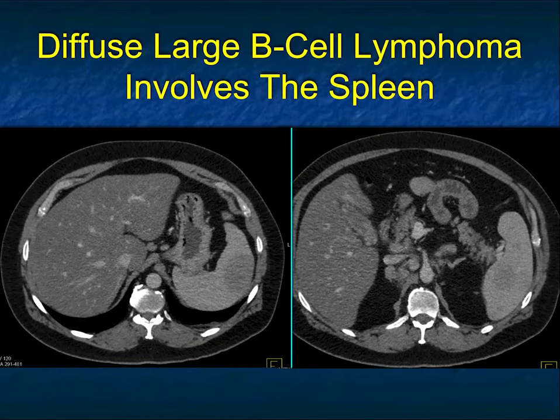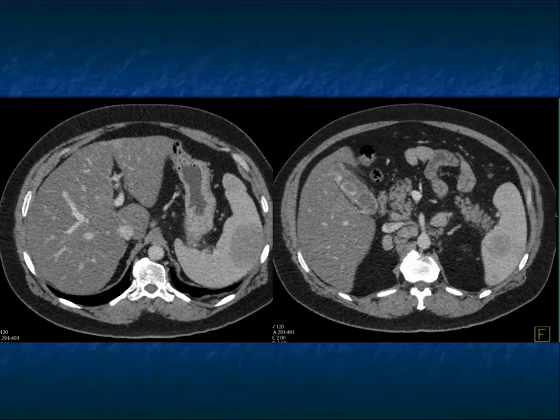Another example, several masses in the spleen. The spleen is a little bit large. There are also paraortic nodes and nodes near the porta hepatis. Again, low density. These lesions are typically not vascular. And again, seeing those paraortic nodes and the splenic lesion allows you to put together the diagnosis of lymphoma.